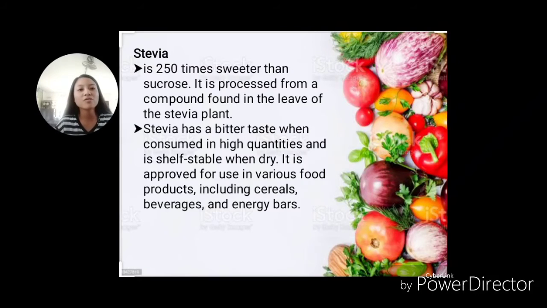Stevia is 25 times sweeter than sucrose. It is processed from a compound found in the leaf of the stevia plant. Stevia has a bitter taste when consumed in high quantities and is shelf-stable when dry. It is approved for use in various food products including cereals, beverages, and energy bars.